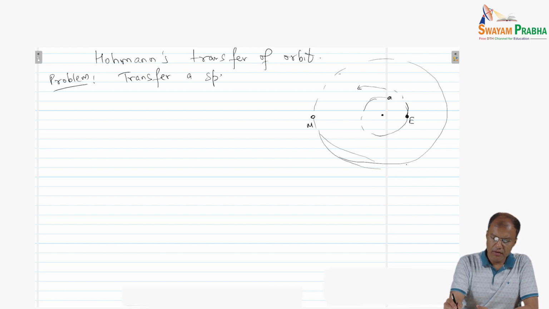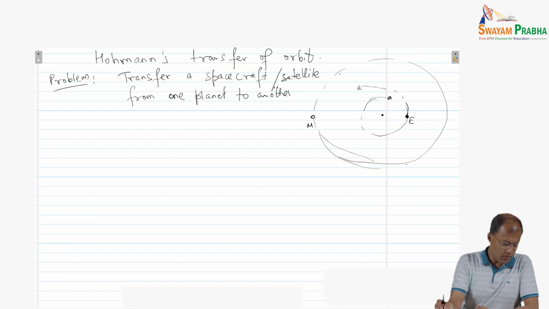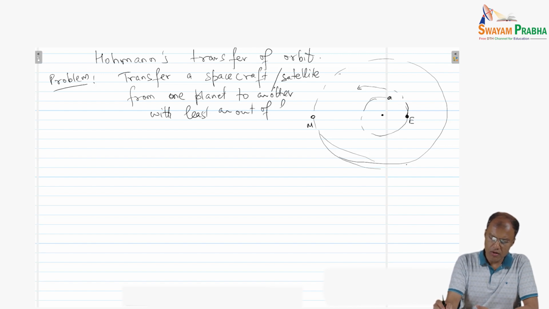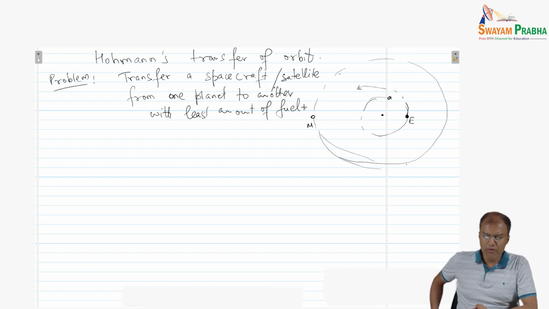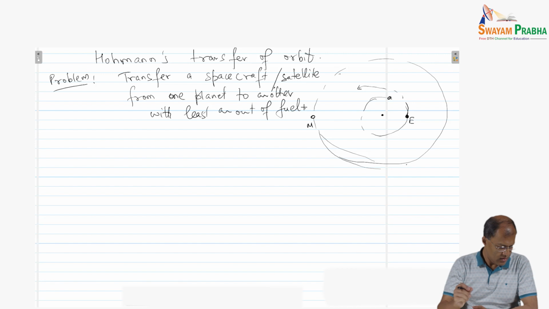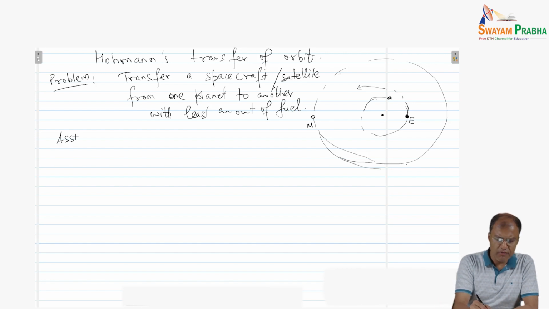a spacecraft or satellite from one planet to another with the least amount of fuel, right? So we want to transfer a spacecraft or satellite from one planet to another with the least amount of fuel, right? And the assumptions are, we are trying to simplify our problem. It's already a very complicated problem here.